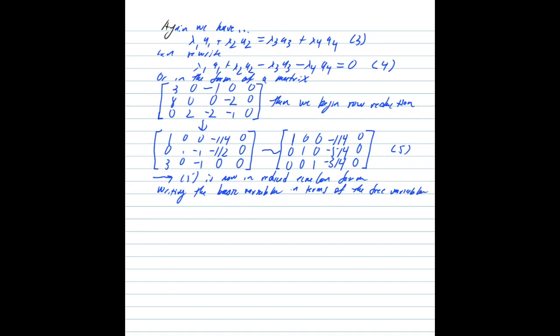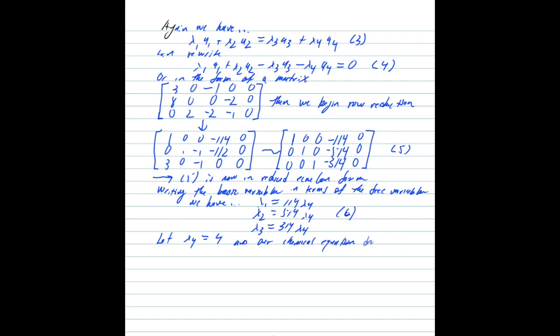So equation 5 is the matrix with row 1: 1, 0, 0, negative 1/4, 0. Row 2: 0, 1, 0, negative 5/4, 0. And then row 3: 0, 0, 1, negative 3/4, 0. And now the matrix is in reduced echelon form when we've written it this way. And then we can write the basic variables in terms of the free variables with x1 equals 1/4 x4, x2 is 5/4 x4, x3 is 3/4 x4.